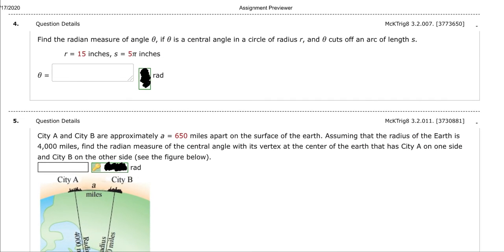All right, for number 3, same thing. You're doing the same exact thing. Theta is equal to s over r. S is given to us as 5 pi inches divided by 15 inches. And that's going to simplify into pi over 3 radians.